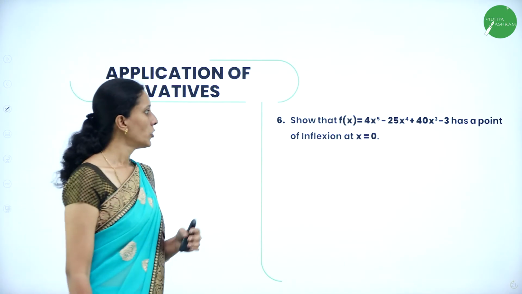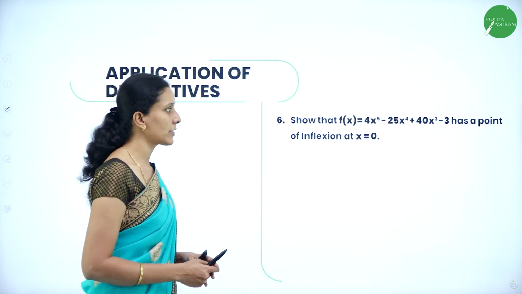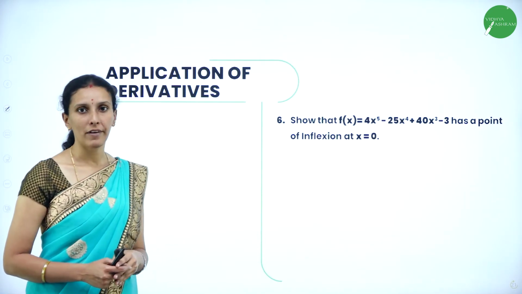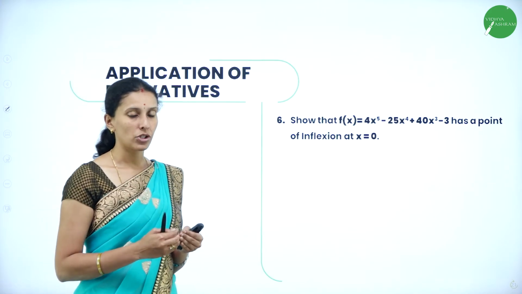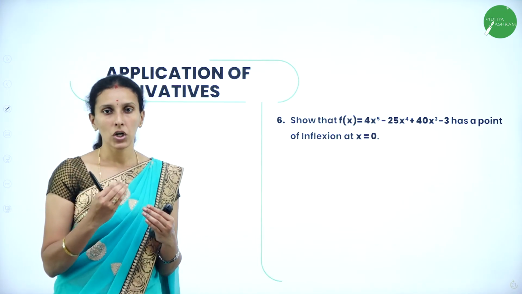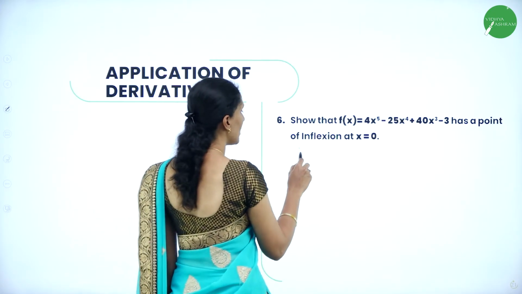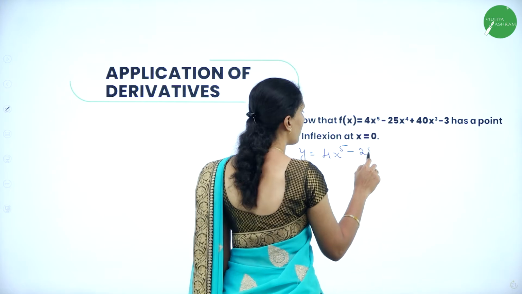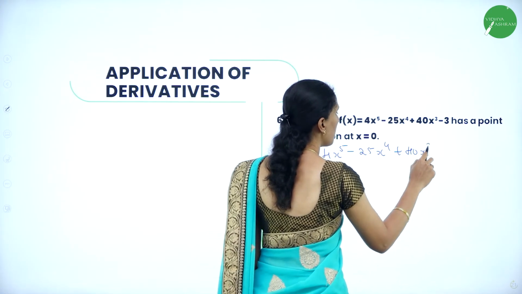Next question. Show that f of x is equal to 4x power 5 minus 25x power 4 plus 40x cube minus 3 has a point of inflection at x is equal to 0. If you want to get a point of inflection, that means its second order derivative must be 0. Let's take y is equal to 4x power 5 minus 25x power 4 plus 40x cube minus 3.